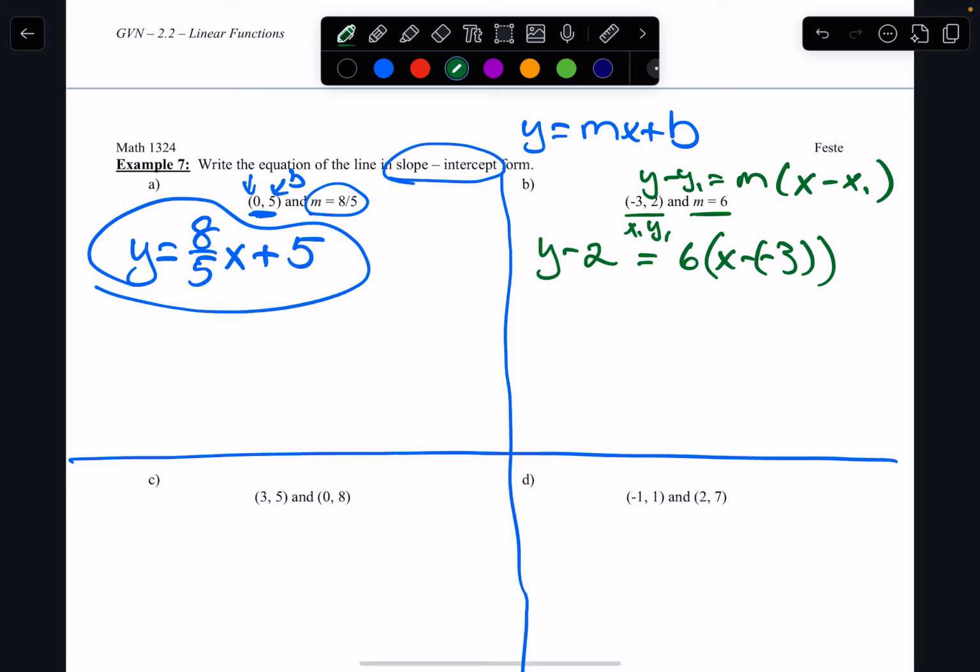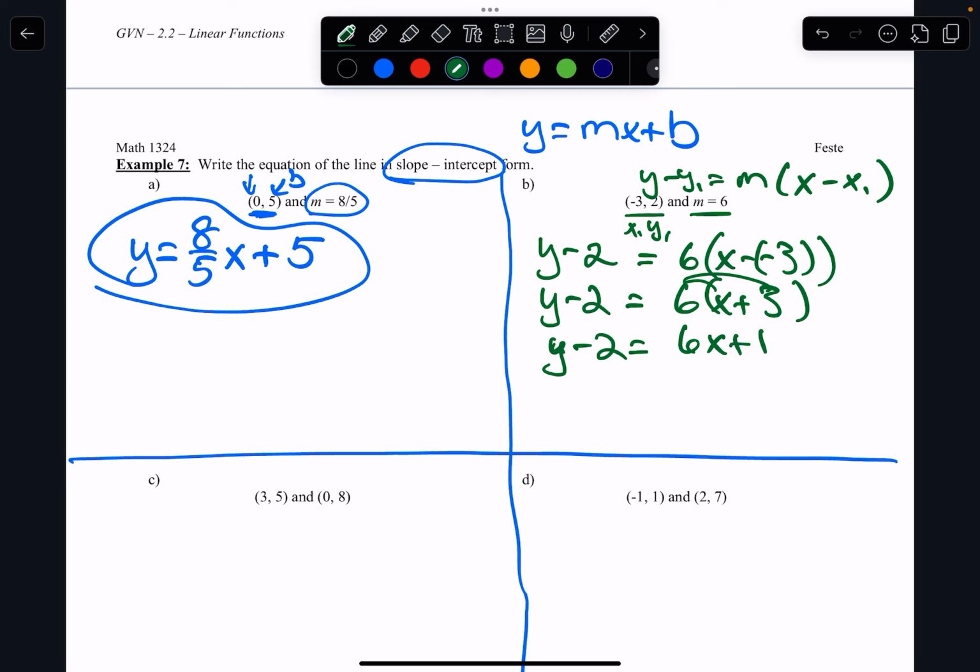Again, we need it in slope-intercept form, so we're going to solve for y. So y minus 2, we need to get rid of these parentheses first. Distribute 6: 6x plus 18, and then add 2 to both sides. So we get y equals 6x plus 20. And there we go.